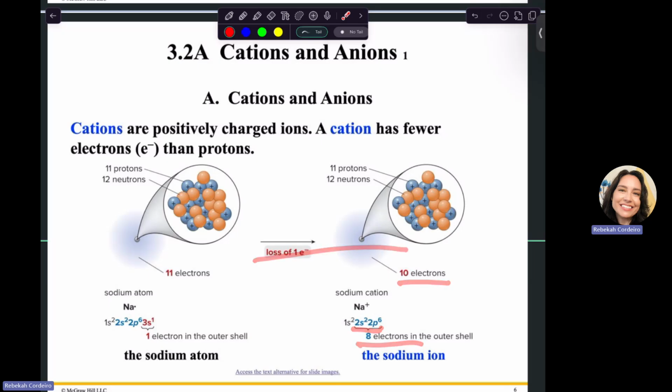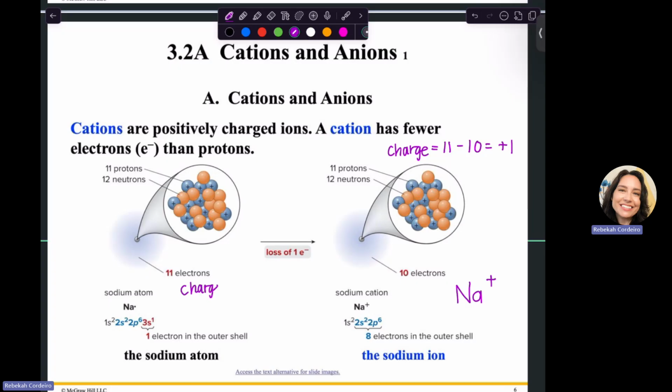We call this the sodium ion. We would write it as Na+, because we have a +1 charge. Our charge is protons, 11, minus electrons, 10, which would be +1. We don't say just 1 or 2 in charge. We always say +1 or -1, +2, -2. Here, your charge is 11 minus 11, so your charge is neutral, or 0, for the sodium atom.